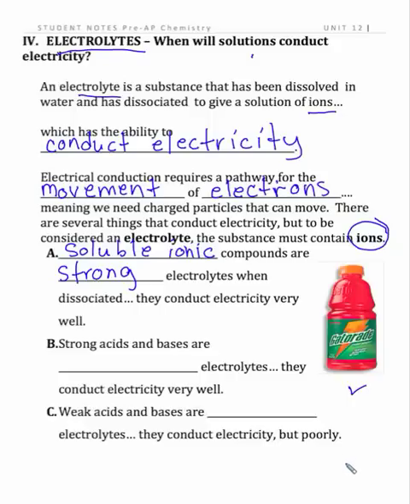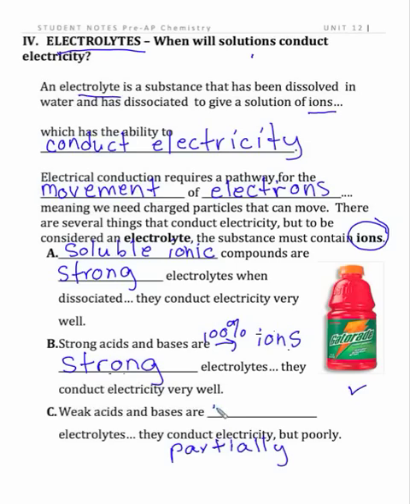And I will show you that. We'll have a lab where you'll see that conductivity. Strong acids and strong bases are also considered to be strong electrolytes because strong acids and bases, we saw earlier, go 100% to separated ions. Weak acids and weak bases only go partially, less than 100%, to ions, so they're considered to be weak electrolytes. They'll conduct, but very poorly.